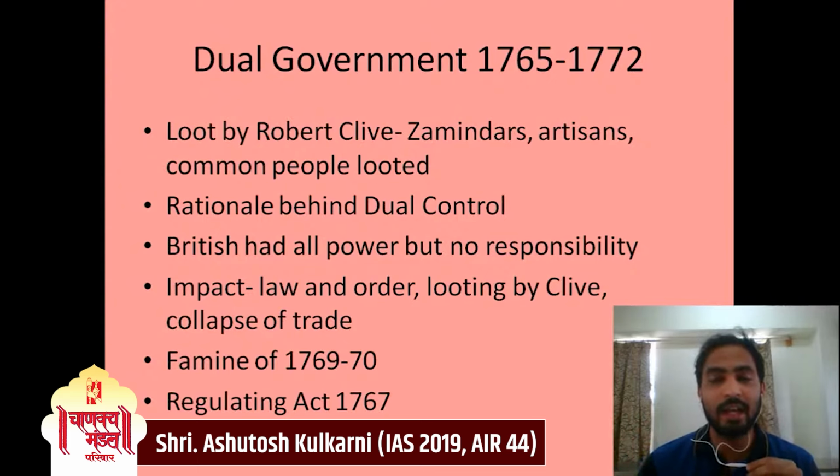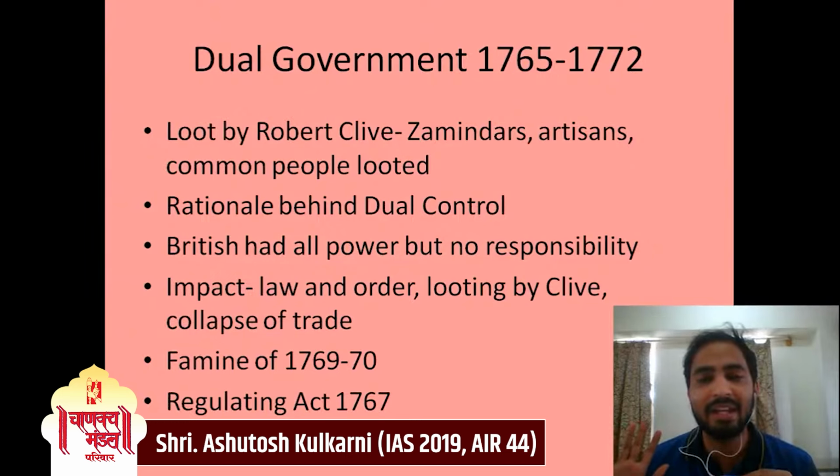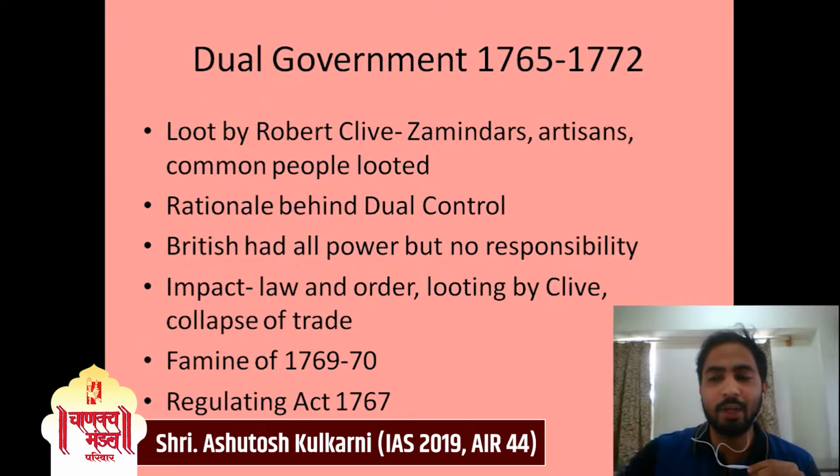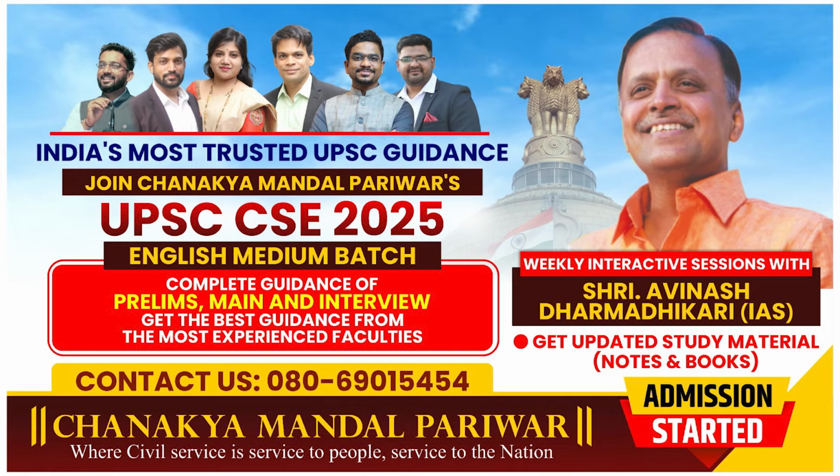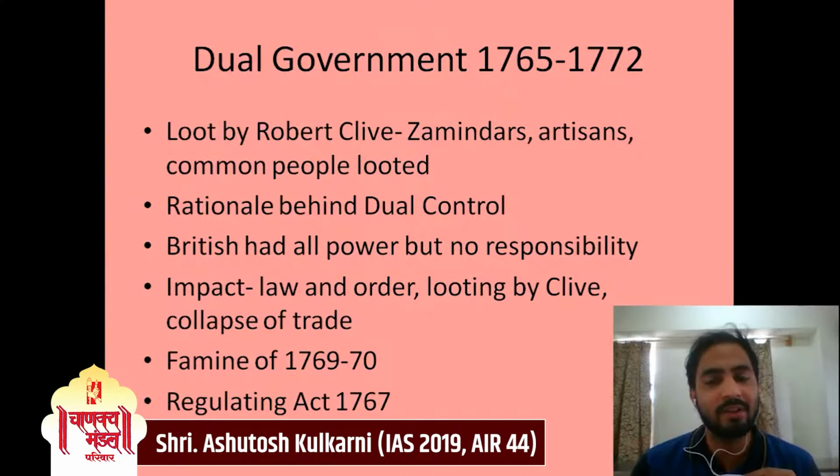So if you see that the entire dual government structure is such that it is simply creating a lot of problems for Bengal. The only entity to profit out of all of this was East India Company and nobody else. So you will find that East India Company was under a lot of pressure. So be as it may, the dual government got over in 1772.